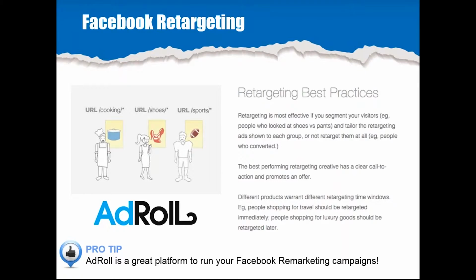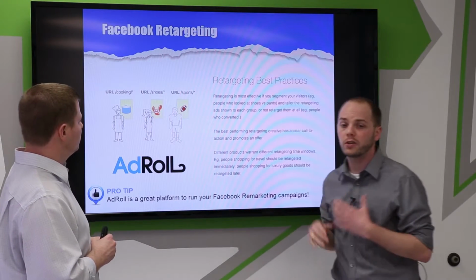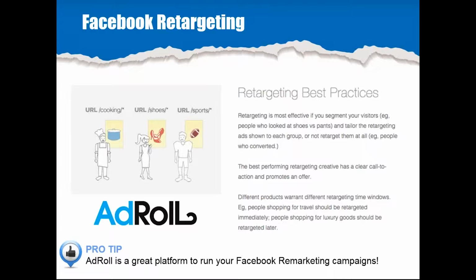Again, a small piece of code needs to be placed onto all pages of the site, preferably, and then you're able to track back to the user. Whether they land on a cooking page, a shoe page, or a sports page of your website, you're able to target them with specific ads about that product and make sure that they're getting the most relevant ad possible.